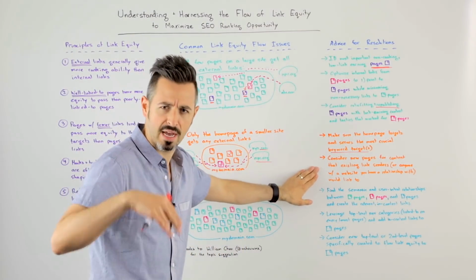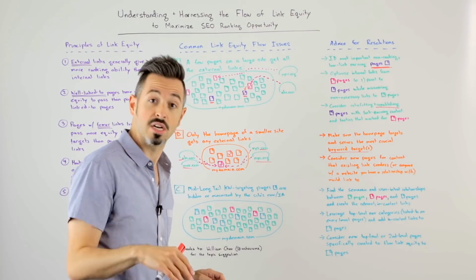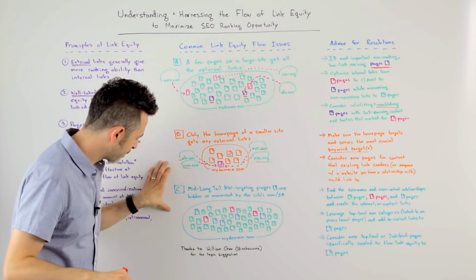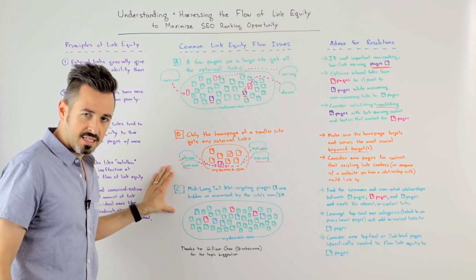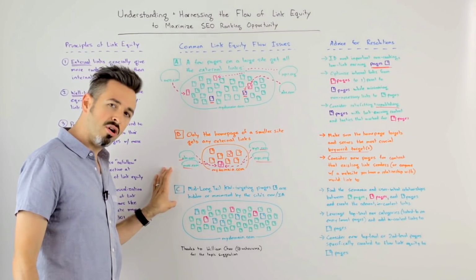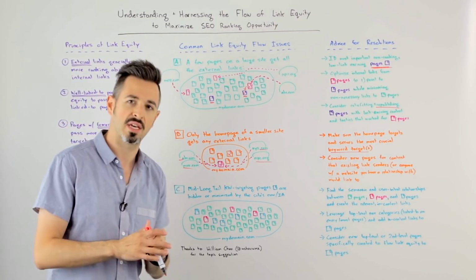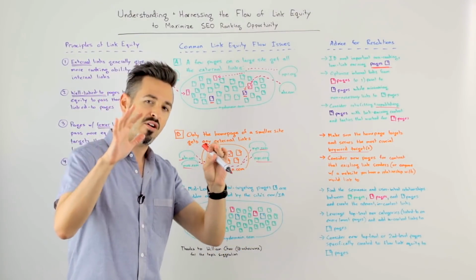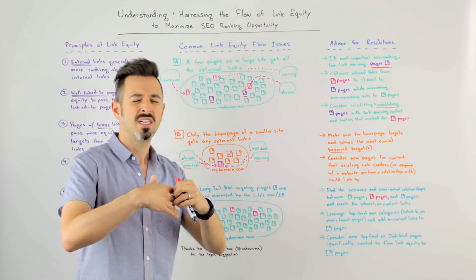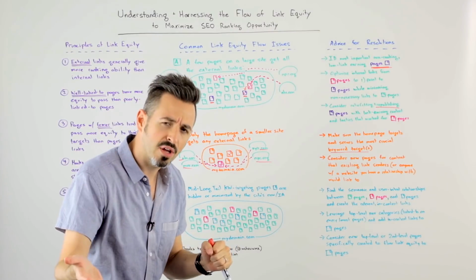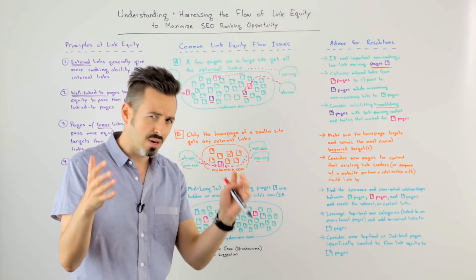And then I would check out some of our link building sections here on Whiteboard Friday and across the Moz blog for more tips. C, last one here, mid and long tail keyword targeting. So this is essentially, I have a large site and I have pages that are targeting keywords that don't get a ton of volume, but they're still important.